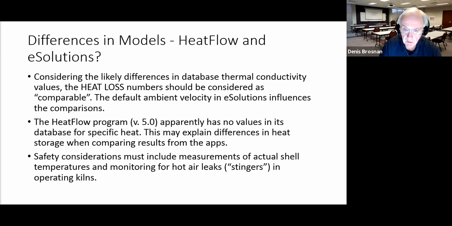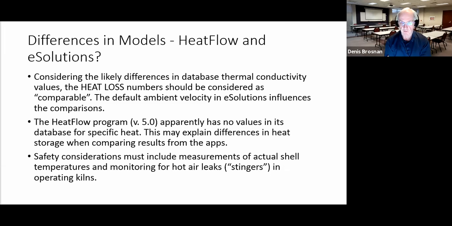And first, if we focus on heat loss, in the first point there on this slide, well, there are some differences. Probably mostly due to different thermal conductivity values in the database. Whereas eSolutions, as I mentioned, that's kind of an average for a product class. Thermal Ceramics has very specific data for each one of their products.